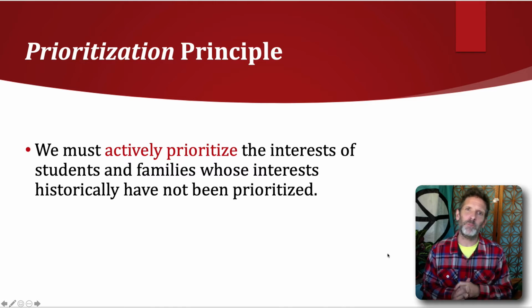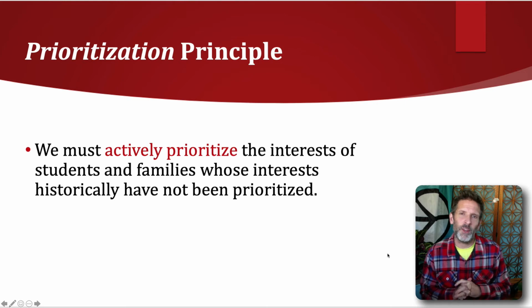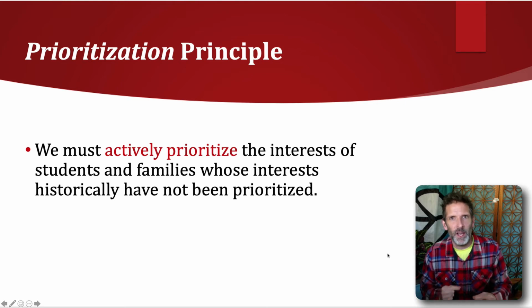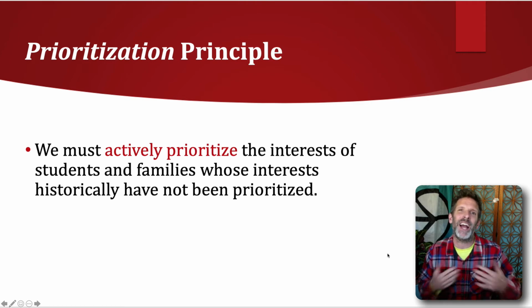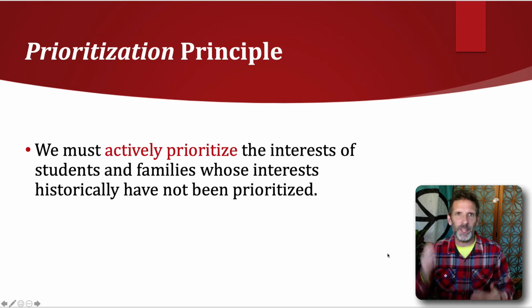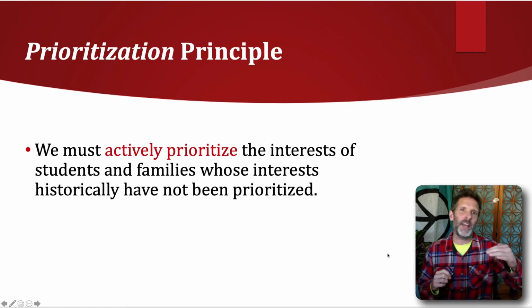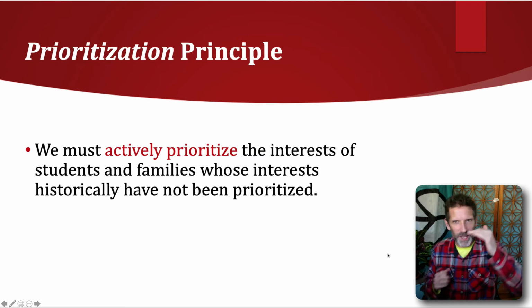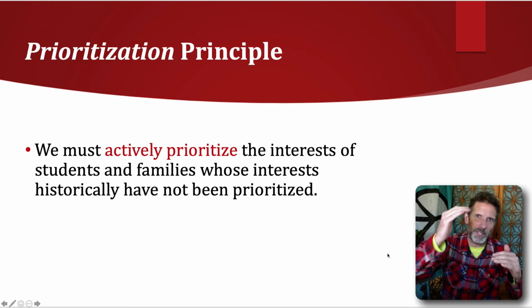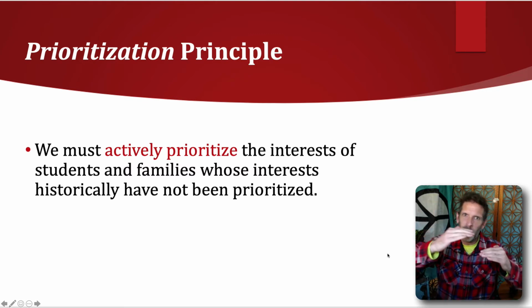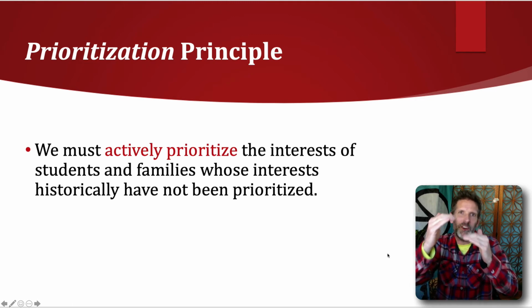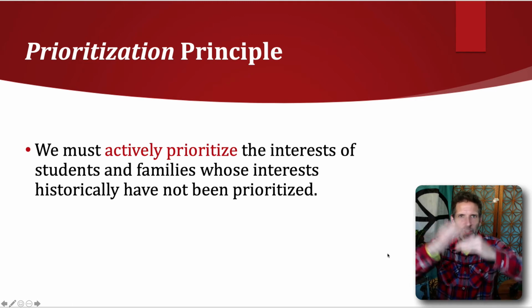The prioritization principle says that in order to reach equity, we need to actively prioritize the interests of the people, the students, the families whose interests historically have not been prioritized. So that relates to equality and equity in the sense that, if we have one student who has this level of access and opportunity and another with this level of access and opportunity, and we give them all the same thing, then they both might get a little bump up in their access and opportunity, but the gap is still there, right?